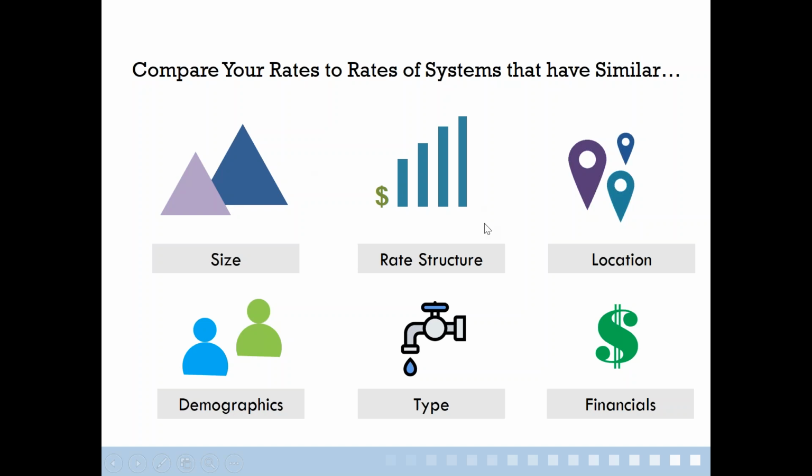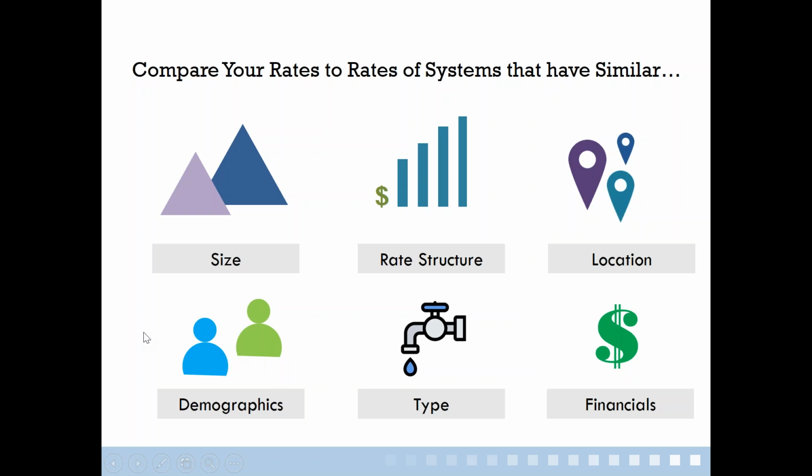You can also look at the type of rate structure. For example, if you're using a uniform rate, it's just $5 per 1,000 gallons. You can compare yourself against others that are using that type of rate structure and see where you fall in that rate amount. You can do it by location in several ways. So you can search by watershed. You can also do mileage, so within 25 miles, 50 miles, or 100 miles. We also have demographics, so that's pulling that census data.